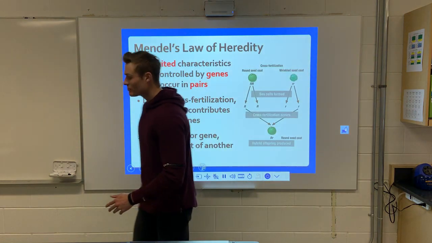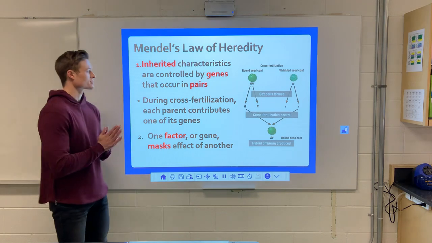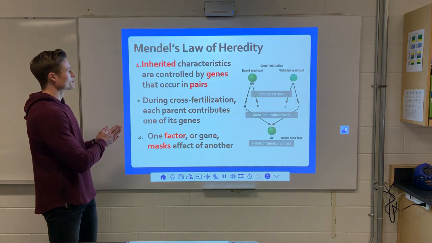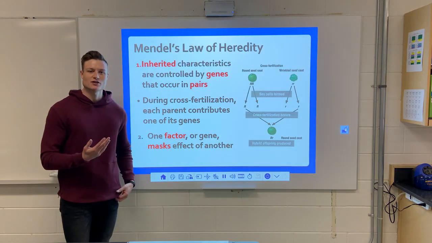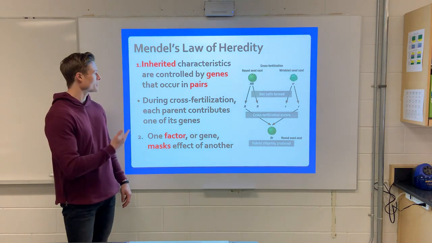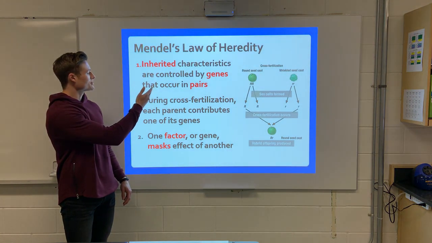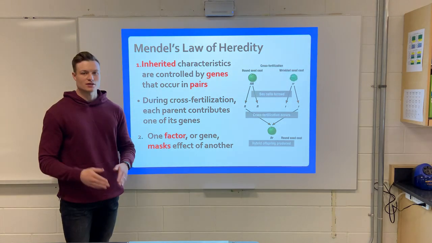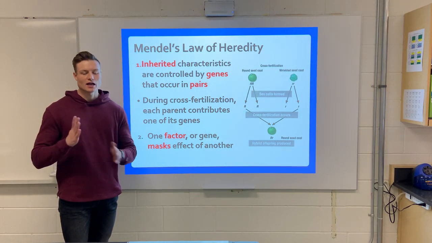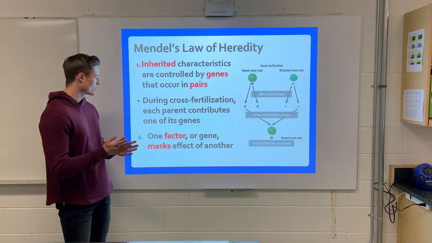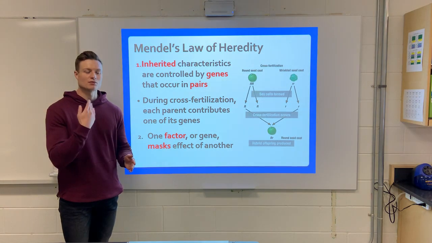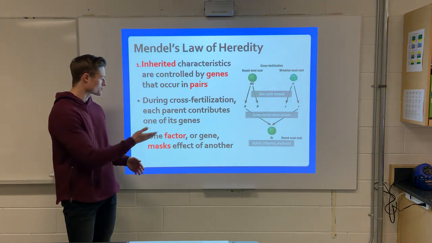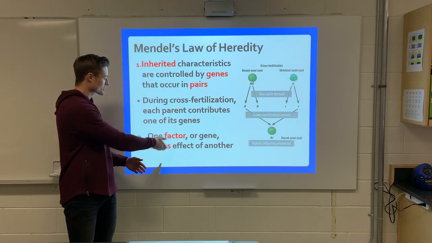So, getting back to Mendel, his laws of heredity were pretty simple, right? He said that traits are inherited from your parents, okay? They're controlled by genes, and they come in pairs, right? One from mom and one from dad. And then how they interact with one another can lead to the idea of dominance or incomplete dominance or codominance. So in some cases, one gene will mask the other.